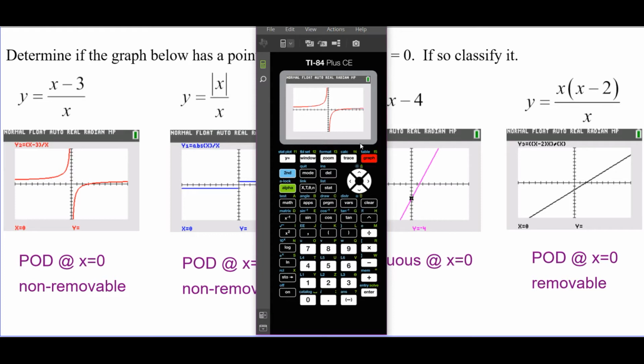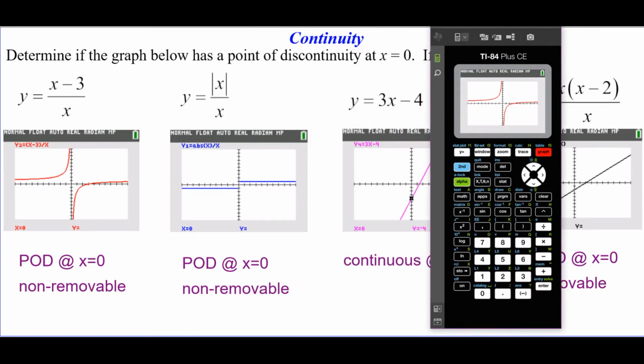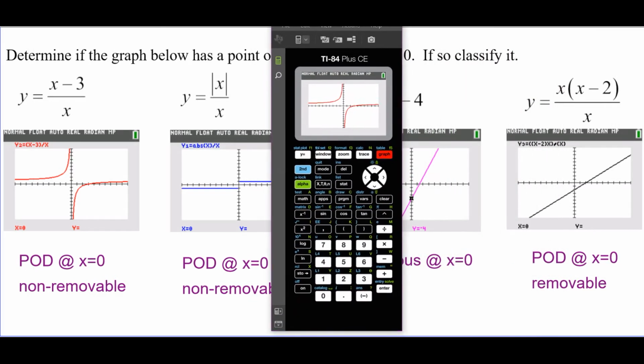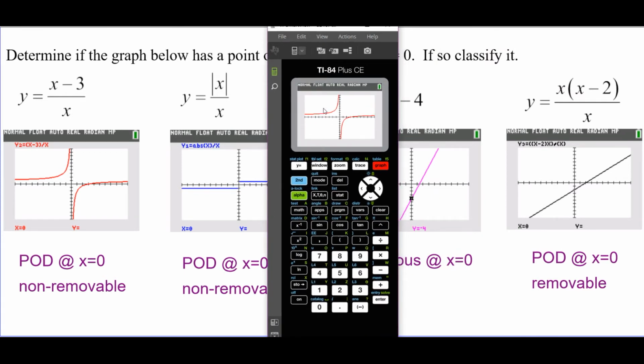So here's my graph, and this specific question is asking if there is a point of discontinuity at x equals 0. So in order to do that on your calculator, we're going to go second trace value and then put in the specific value that they're asking about. In this case, that is 0, x equals 0. So x equals 0, y equals nothing. So this is indicating to us that y is undefined here, which would indicate a point of discontinuity.